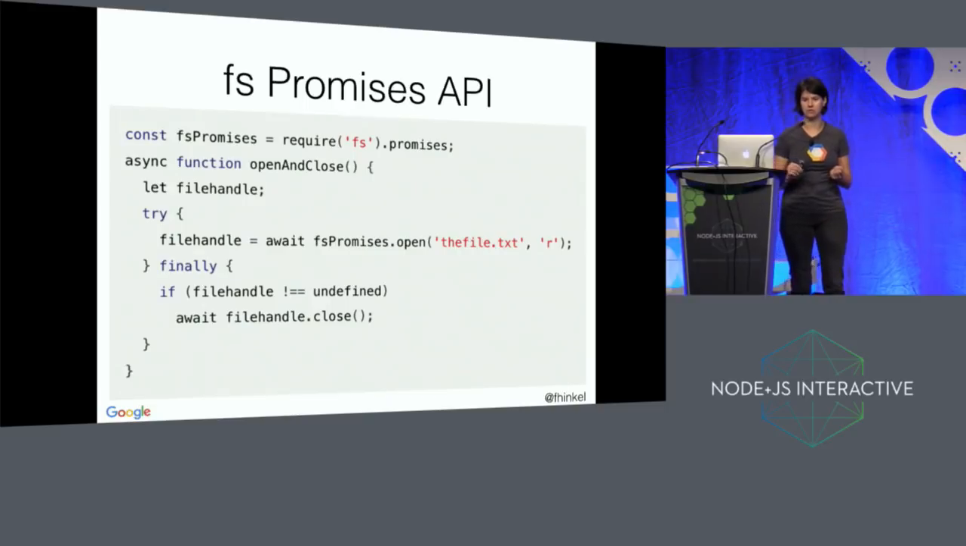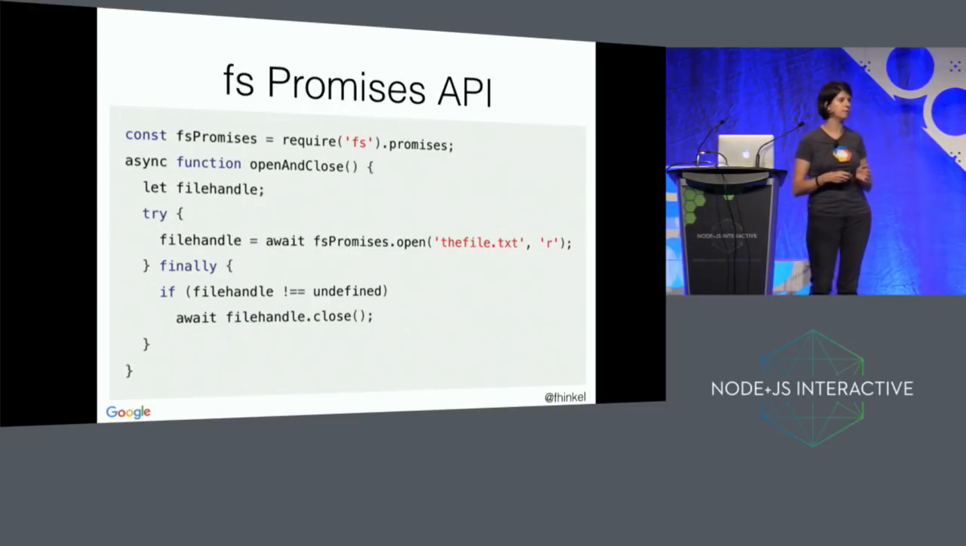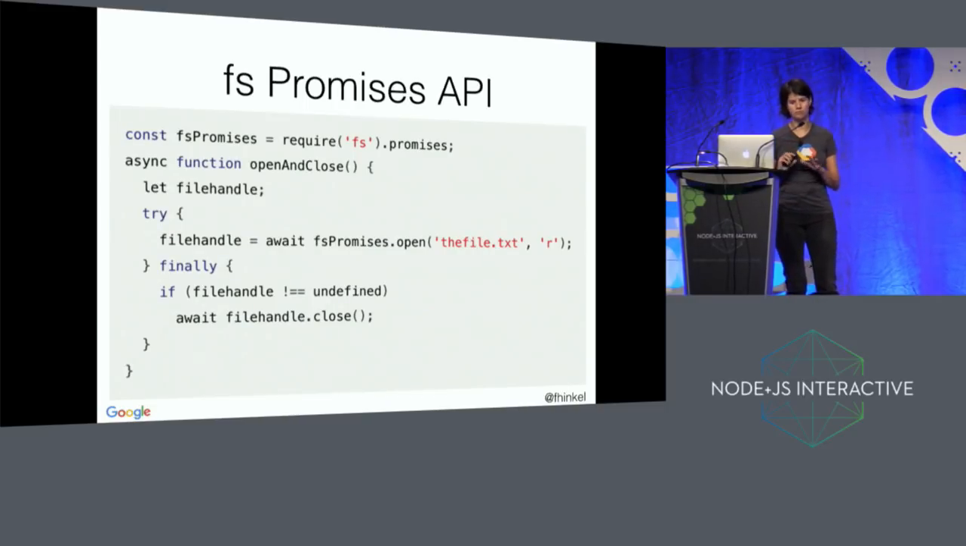Little more details on the FS Promises API. It's not a super exciting, flashy feature, but it's super useful. So it's for our file system module, the same API, but with promises instead of callbacks.